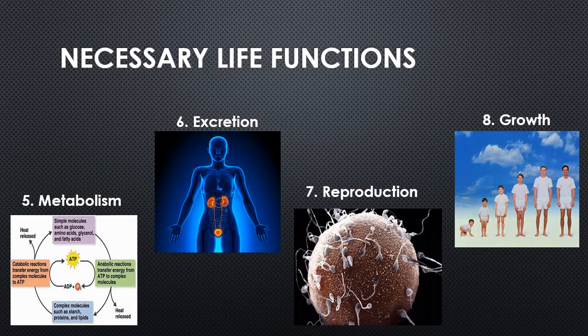The seventh thing is reproduction. You are supposed to have the capabilities of having two things, sperm and egg meet, fertilization occurs, and then you have gestational development of a fetus.